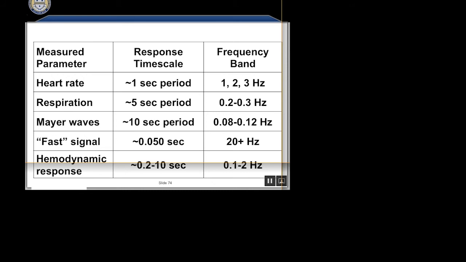And then our hemodynamic response is typically right in between, which causes a little bit of issues with filtering that I'll explain in a second. It's slower than the heart rate, but probably faster than the blood pressure oscillations.